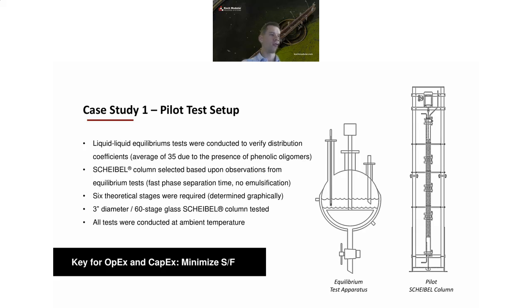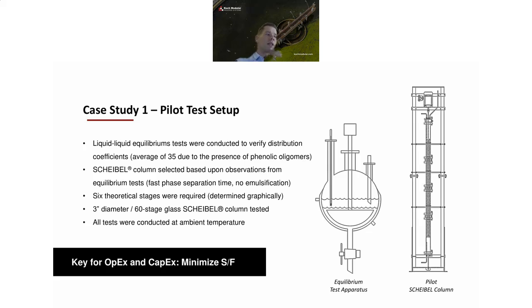And this slide shows what our pilot test setup looked like. Before we actually ran the pilot test, we worked with our customer to verify the distribution coefficient across a range of concentrations of phenol in that wastewater stream. We found it actually had an average of 35, so less than the 80 that's published. We think that's because of the phenolic oligomers in the wastewater phase, not as soluble in MIBK. So those are probably holding on to the phenol a bit, reducing the distribution coefficient accordingly.